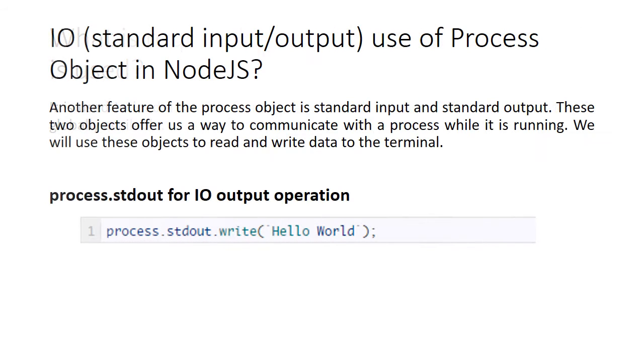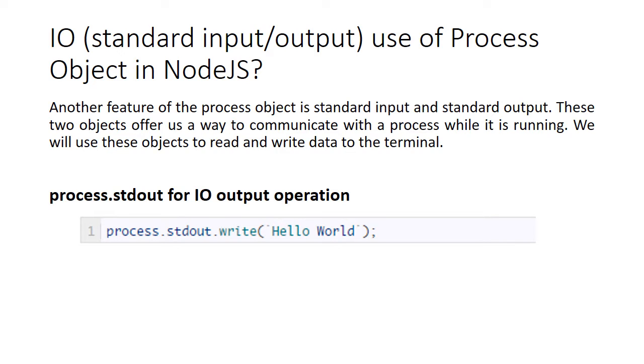Next question. I/O, standard input, standard output: use of the process object in Node.js. Another feature of the process object is standard input and standard output. These two objects allow us to communicate with a process while it is running. We will use these objects to read and write data to the terminal.